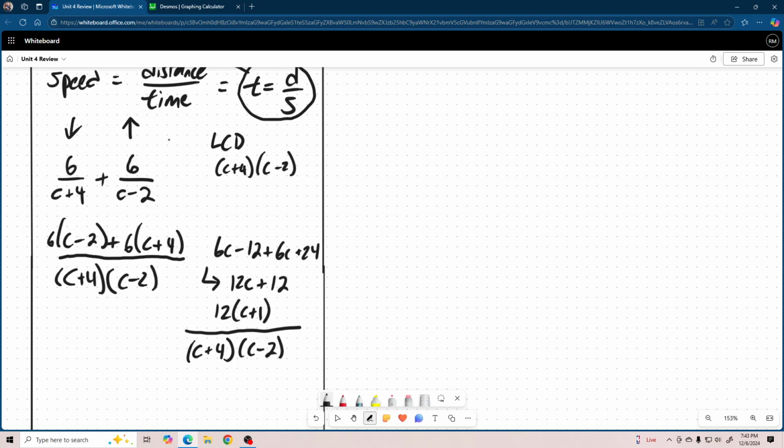And of course, there isn't anything that can cancel here. There's no c plus 1 on the bottom. And the 12, there's no other numbers that it can cancel with. So this would be our simplified expression.